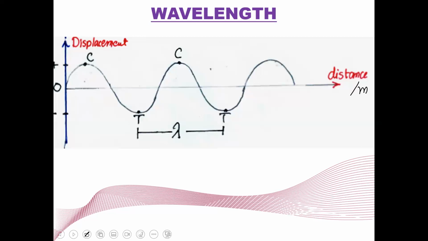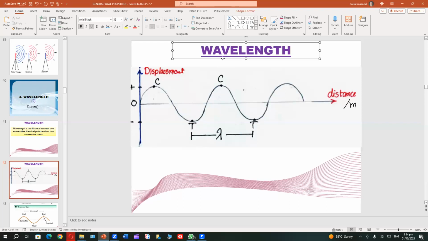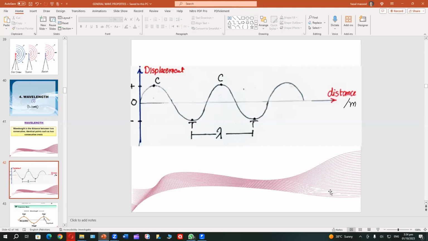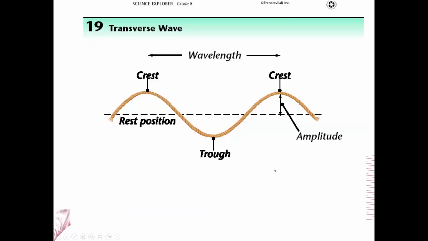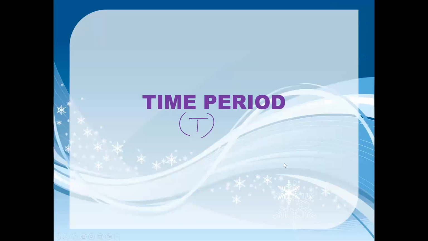This is the pattern and this is the concept of how we represent wavelength. Wavelength is actually the separation between two consecutive troughs or two consecutive crests. This is called wavelength. Wavelength is actually one cycle of a wave. Now give the heading time period, capital T.